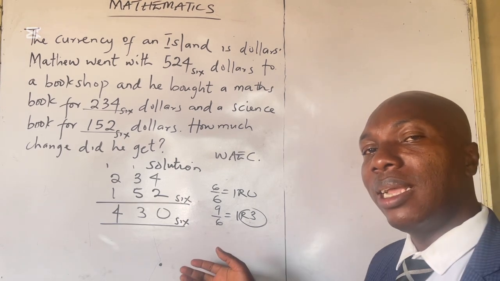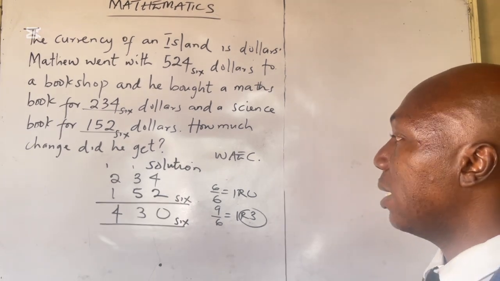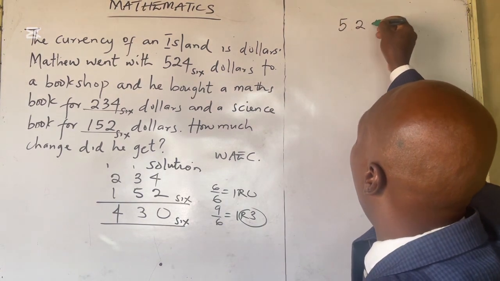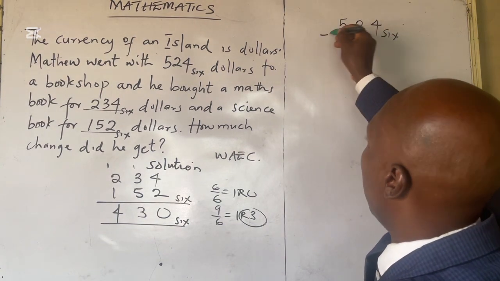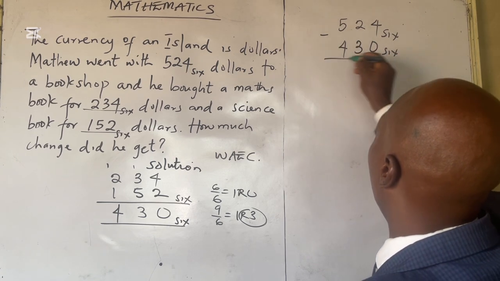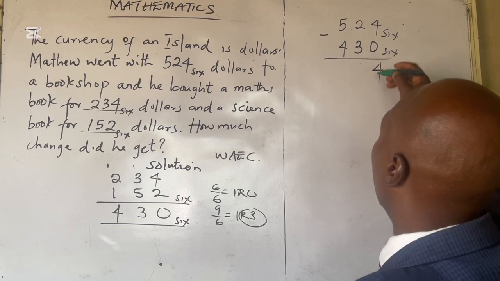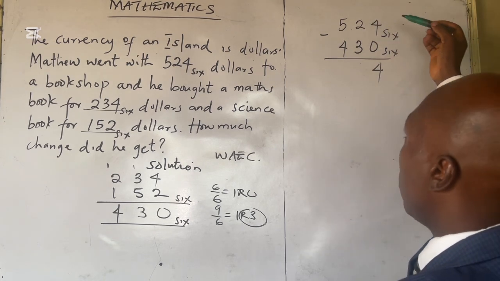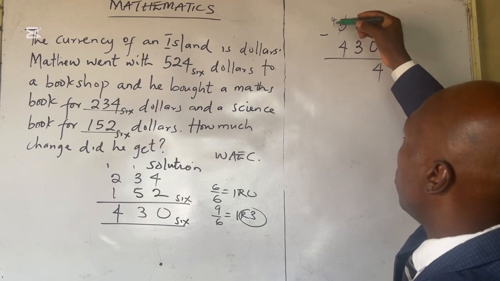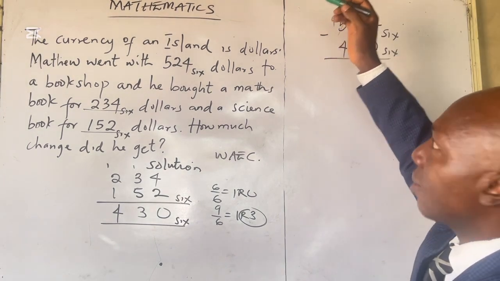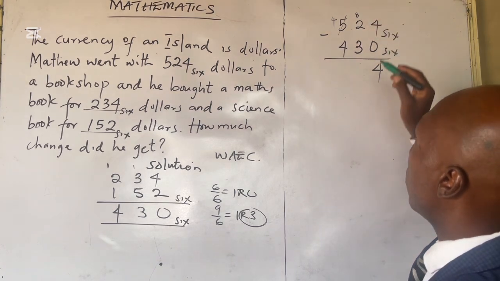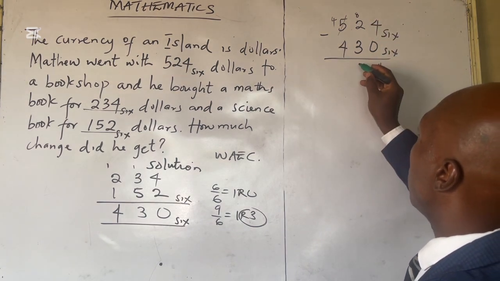So let's find the change he's going to get in dollars. So we have 524 base 6 minus the amount he spent. 4 minus 0 is 4. We can't say 2 minus 3, it is impossible. Borrow 1 from here, so this will reduce to 4. The 1 we borrowed is actually 6. So 6 plus 2 is 8. 8 minus 3 is 5.